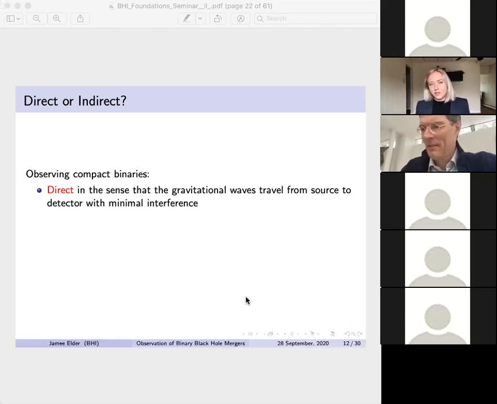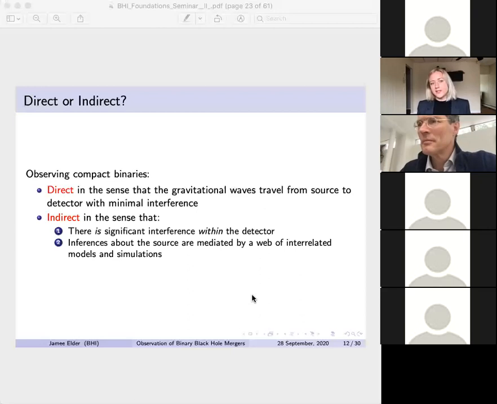But I think it's worth pointing out some senses in which this observation of a binary black hole merger counts as direct or indirect. So first of all, it's clearly direct in the sense that the gravitational waves are traveling from the source to the detector with very minimal interference. So in the sense of Shapiro, which I mentioned last week, this is what's meant by direct observation. And so on this account, the observation of binary black hole mergers by LIGO would count as direct.